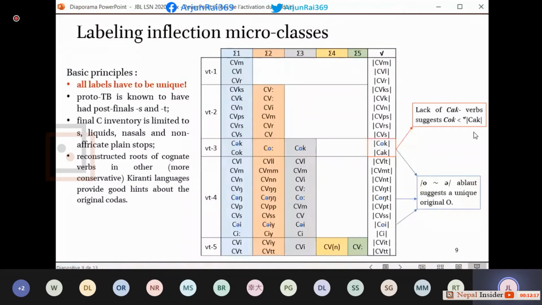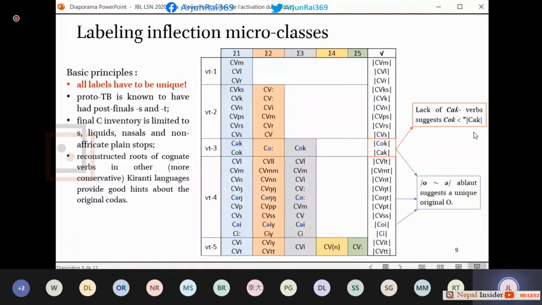Okay, we also know that Proto-Kiranti had syllables which ended with complex codas, the first element of which is called the final consonant, and whose inventory was very limited. And the second element of the coda is called the post-final. And that post-final could be either S or T. Today, Kulung still possesses syllables with post-final S, but not with post-final T.